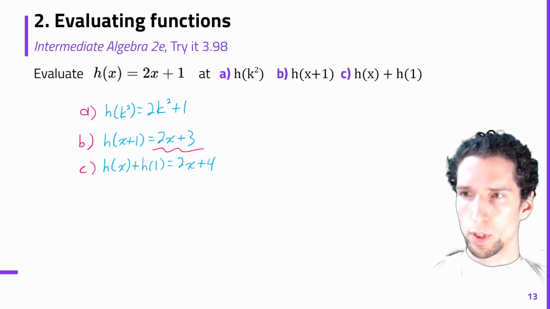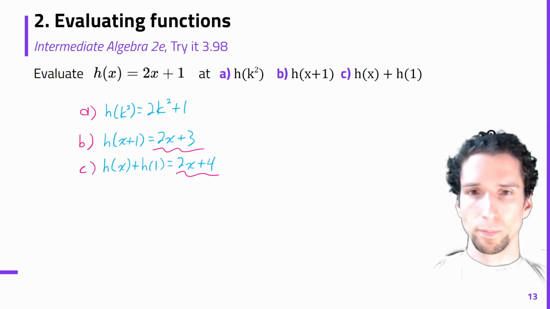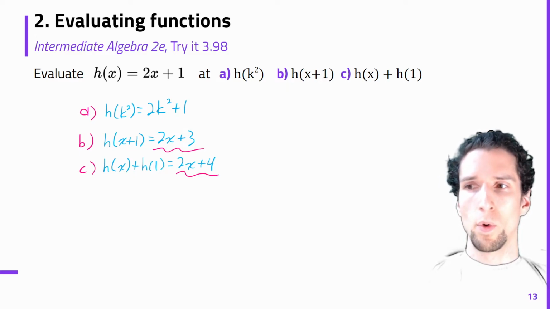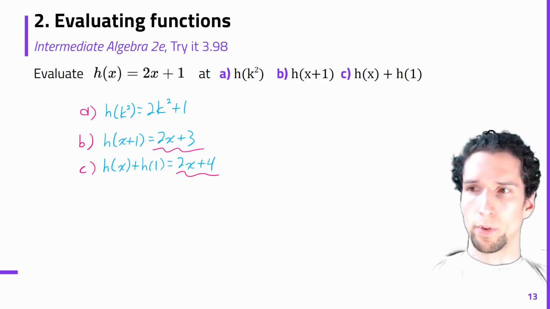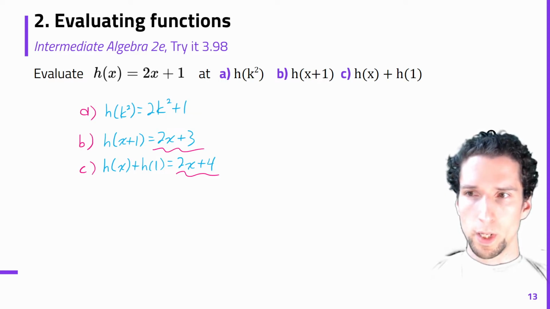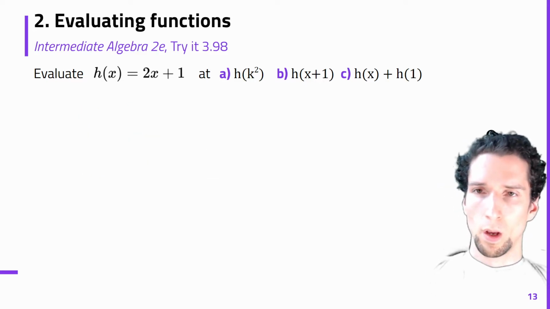Again, please note, B and C, different results here. Even though both of them are sort of h of, there's an h of x and an h of 1 and a plus, but they're grouped in different ways. So different things we're calculating. Okay, that's the second set of problems done. Hopefully you got the same results I did here.